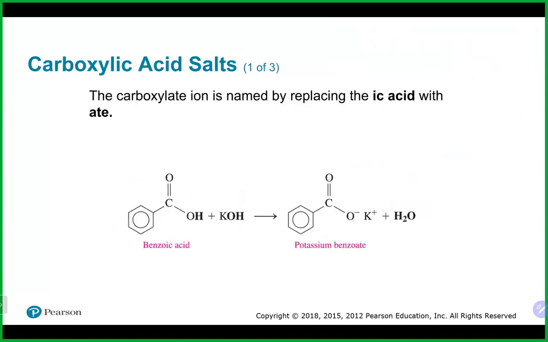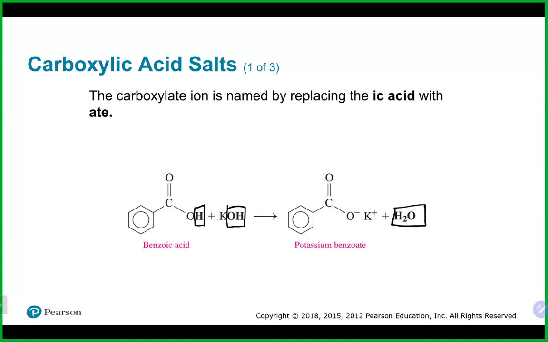Here, the carboxylate ion is named by, who cares? We're not going to name it, so don't worry about it. But here, if we take a look at the reaction again, we have our carboxylic acid, which is H and OH, which is going to give me my water.